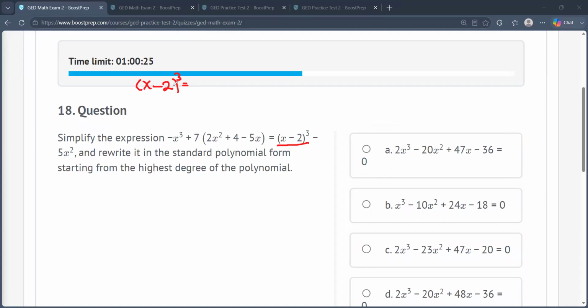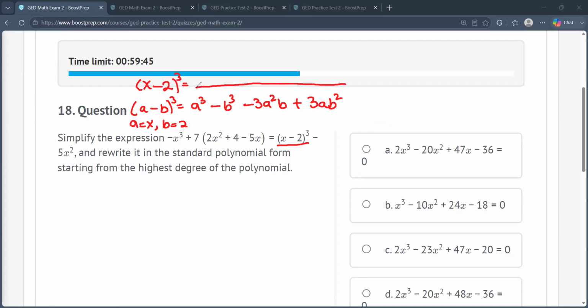You don't want to do the long way. What you want to do is the shortcut. So the shortcut is this: parentheses a minus b cubed equals a cubed minus b cubed minus 3a squared b plus 3ab squared. So all we got to do is figure out our a and our b. My a looks like it's x, and my b looks like it's 2. Don't worry about the minus, it's always positive.